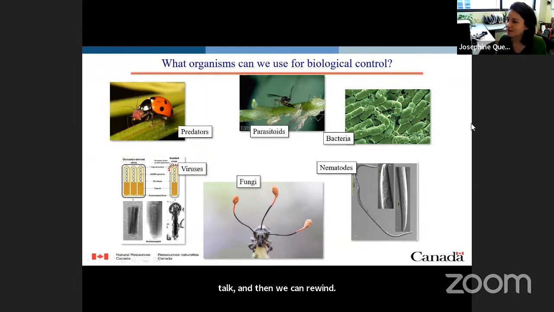Okay. So I'm going to talk about biological control. And so there are many types of organisms that we can use for biological control. You have these examples here of those types of organisms. Here are examples that we can use to control insect pests. The most commonly used organisms are predators, parasitoids, and nematodes, but there are also a variety of pathogens that we can use, such as bacteria, fungi, and viruses.